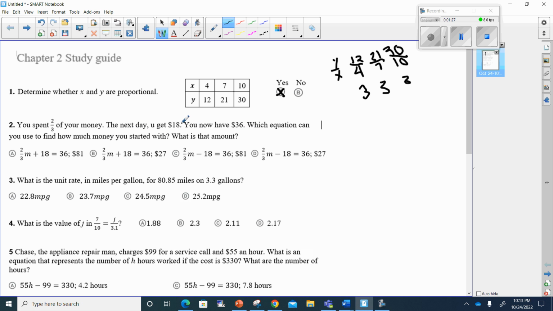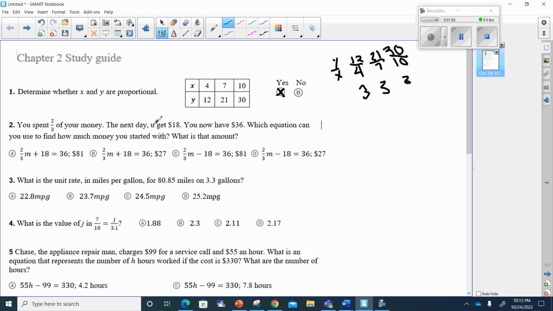What is the amount? Okay, so it said you spent 2/3 of your money. So we know that 2/3 m is going to be in here. That's obvious. It's in every one of these. That's 2/3 of your money. The next day you get $18. Okay, so I'm thinking you get is going to be added to the 18. It's probably going to be A and B here.